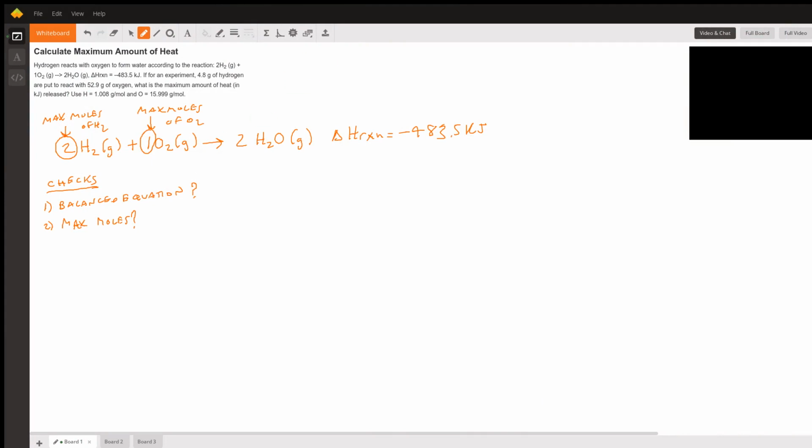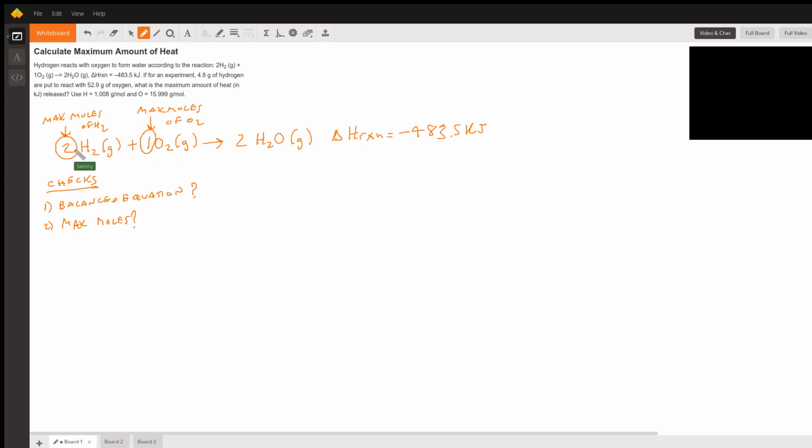The topic is calculate maximum amount of heat, and the question is: hydrogen reacts with oxygen to form water according to the reaction 2H2 plus 1O2 yields 2H2O. The delta H reaction equals negative 483.5 kilojoules. If for an experiment 4.8 grams of hydrogen are put to react with 52.9 grams of oxygen, what is the maximum amount of heat in kilojoules released? Use H equals 1.008 grams per mole and O equals 15.999 grams per mole.